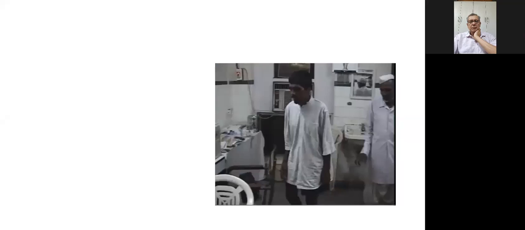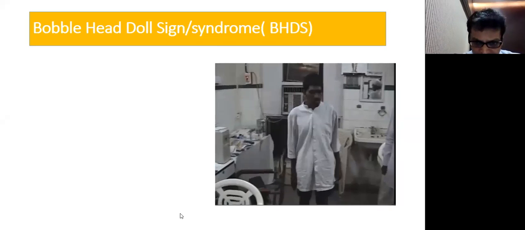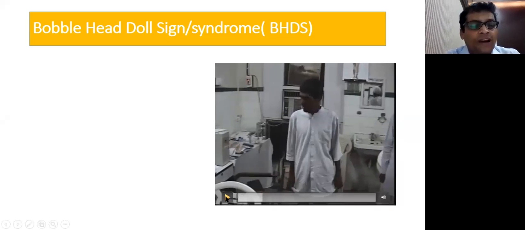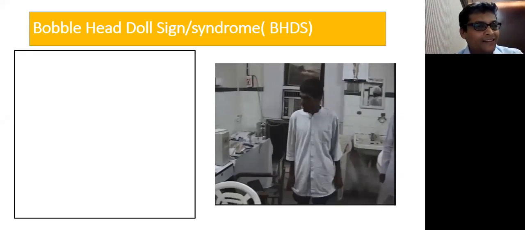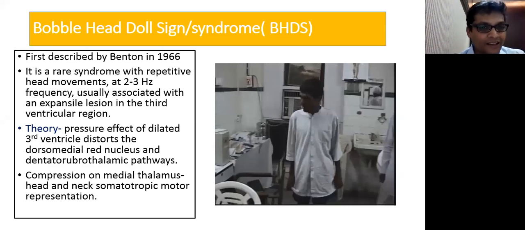So this young male patient has progressive cerebellar ataxia with imbalance while walking, with tremulousness of the head. This is called the bobblehead doll sign or bobblehead doll syndrome. Basically, it is seen in young children. Rarely it can be seen in adults. Sometimes it can be associated with cerebellar ataxia and classically seen with an expansile lesion or tumor in the third ventricular area. All these tremulous movements are because of pressure effect on the cortico-rubrothalamic fibers or dentato-rubrothalamic fibers.